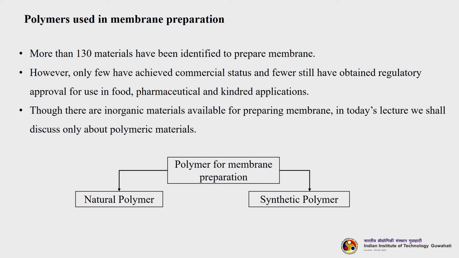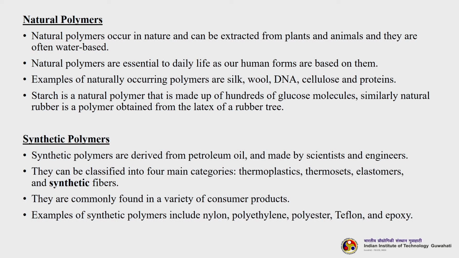There are two different types of polymers, one is natural polymer, another is synthetic polymer. We will discuss these slowly. Natural polymers occur in nature as the name suggests and can be extracted from plants and animals, and mostly they are water based. Natural polymers are essential to daily life as all sorts of human forms and even animal forms are based on them. Some examples are silk, wool, DNA, cellulose and proteins.